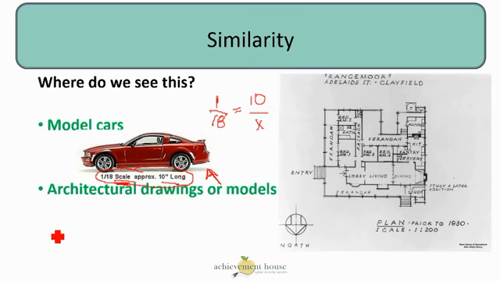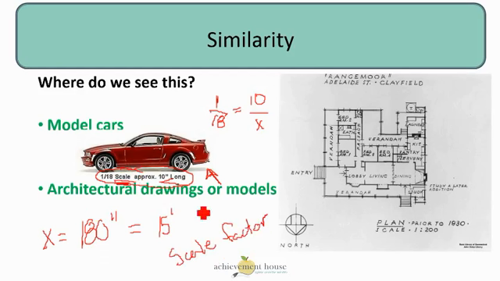So if we solve this proportion, we would get x equals 180. Now remember, that's inches. It says it's 10 inches long. So if we do 180 divided by 12 to convert to feet, we would see that the car is 15 feet long. It is 18 times longer than the scale model. That 18 is what we call a scale factor.